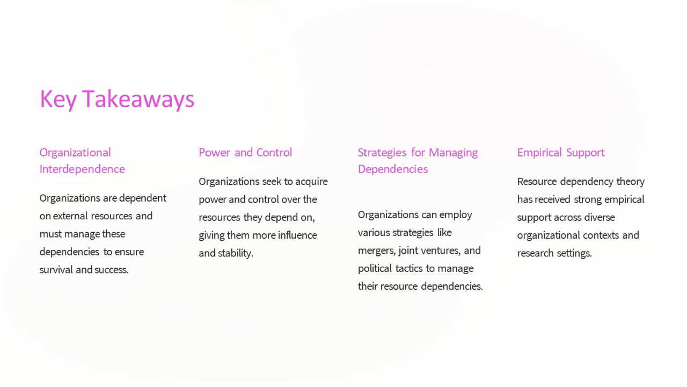Organizations are dependent on external resources and must manage these dependencies to ensure survival and success. Organizations seek to acquire power and control over the resources they depend on, giving them more influence and stability. Organizations can employ various strategies like mergers, joint ventures, and political tactics to manage their resource dependencies. Resource dependency theory has received strong empirical support across different organizational contexts and research settings.